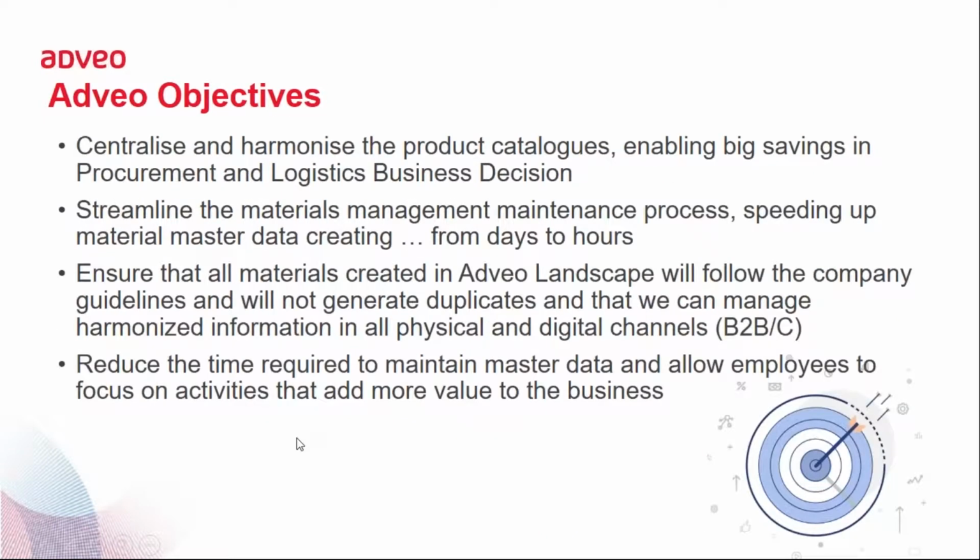So what are our goals here? First of all, it is clear. We have to harmonize our product catalog, because this will enable the synergies and the savings in procurement and logistics. The second thing is, nowadays, as I said before, 60 people are working in different databases to create products in different channels: digital channels, online channels, physical channels.